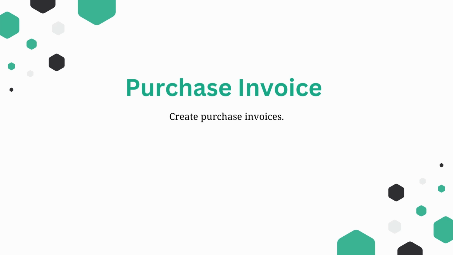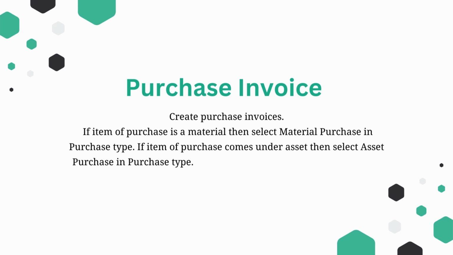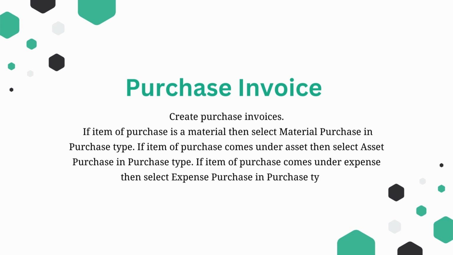Create purchase invoices. If the item of purchase is a material, then select Material Purchase in Purchase Type. If the item of purchase comes under Asset, then select Asset Purchase in Purchase Type. If the item of purchase comes under Expense, then select Expense Purchase in Purchase Type.